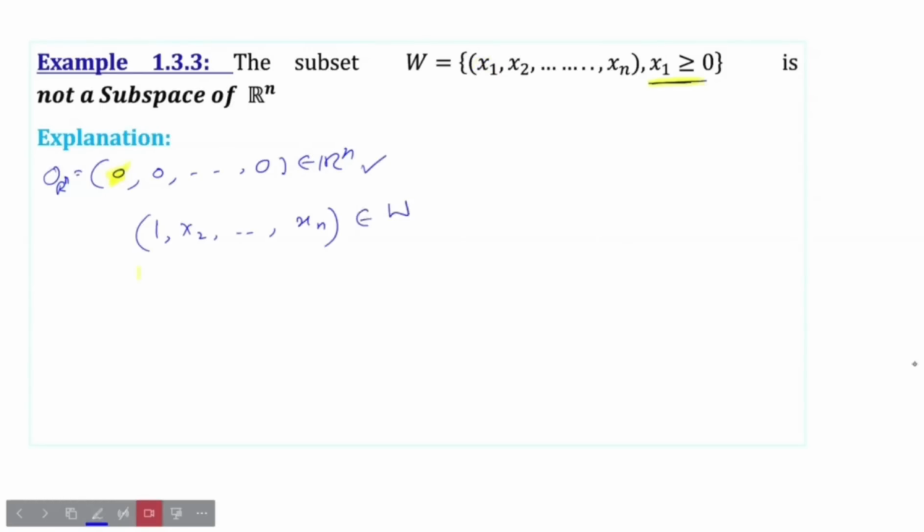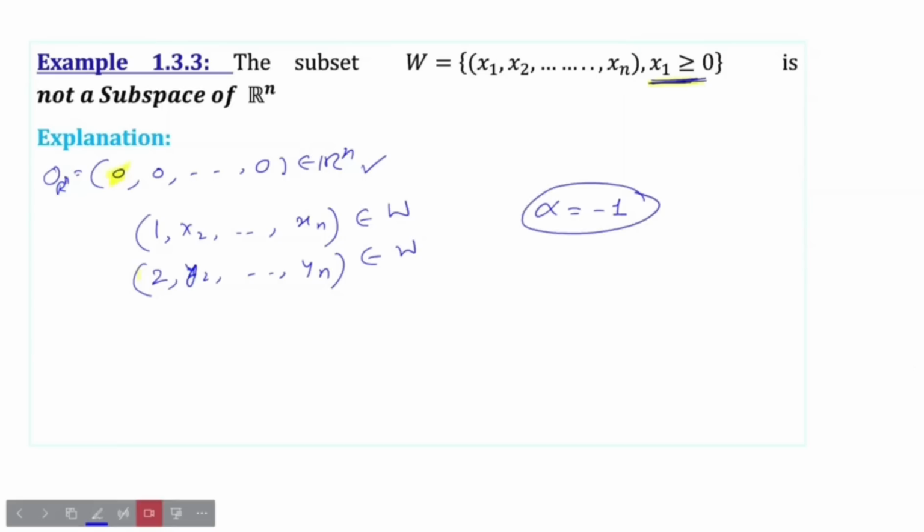To show the other properties, we can take examples. We take x equals (1, x2, x3, xn), which belongs to W because the first entry is greater than or equal to 0, so we can fix it to any number. We fix the first one as 1, and for the second vector the first entry is fixed at 2, and the other entries are y2, y3 and yn, which belongs to W.